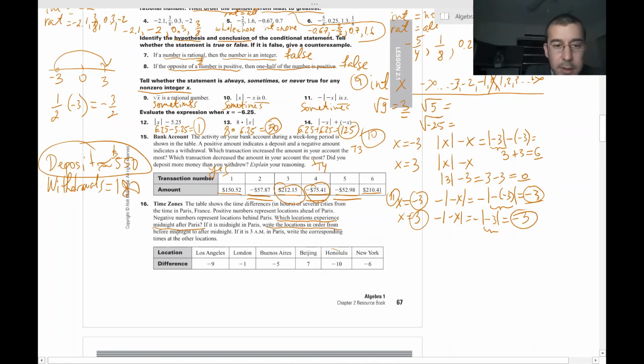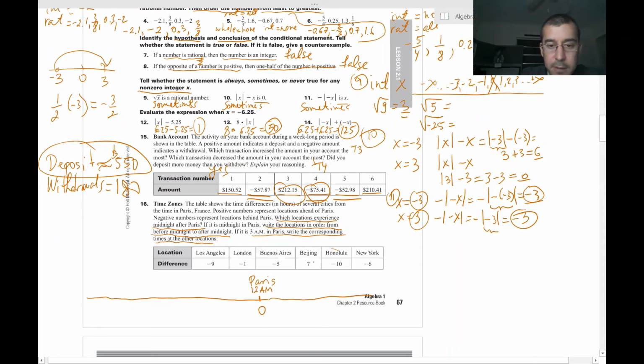So that's the second question. If it is 3 a.m. in Paris, write the corresponding times at the other locations. So that's the third question. So we have 3 questions regarding this problem. The easiest way is to plot them on a number line. So we have Paris at midnight, 12 a.m. That's the 0.